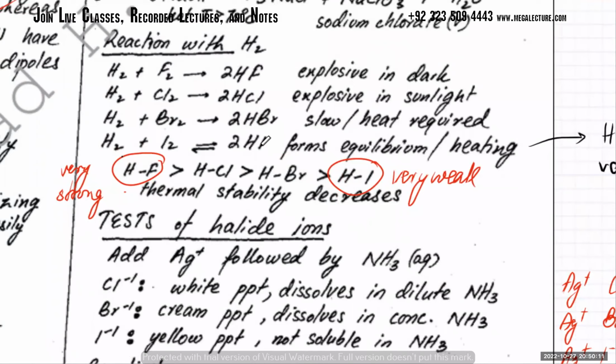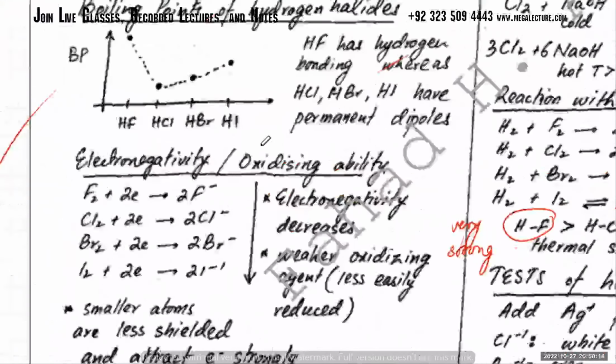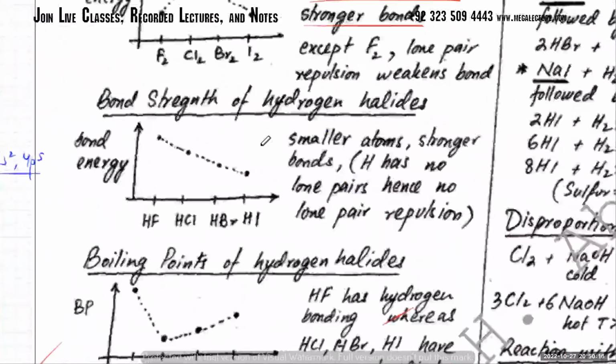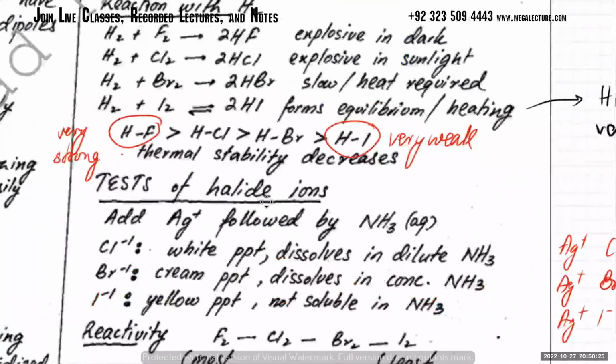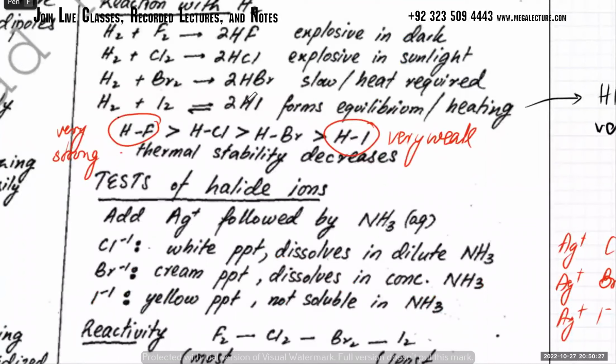Okay. The HI bond was very weak, as we showed here. The bond energy of the HI bond was very weak. It was very easy to break the HI bond. So what happened was that as soon as HI is formed, it just breaks down again and forms H2 and I2, right?